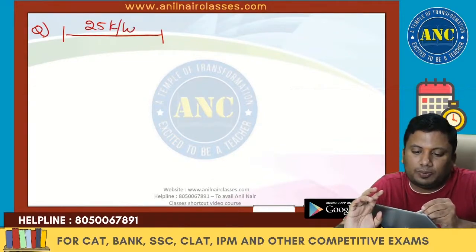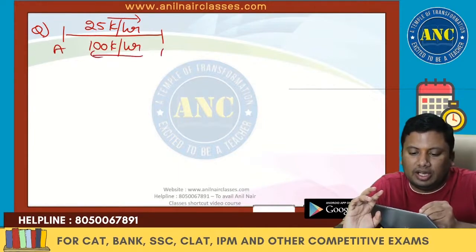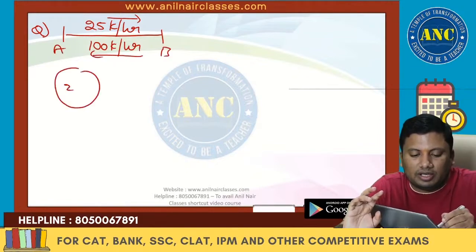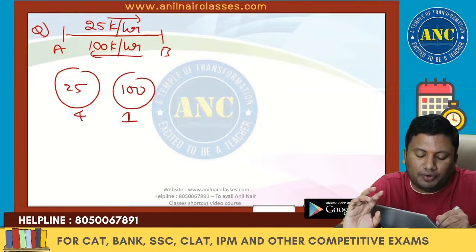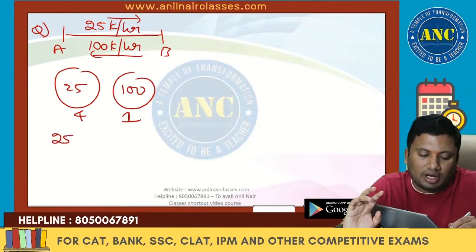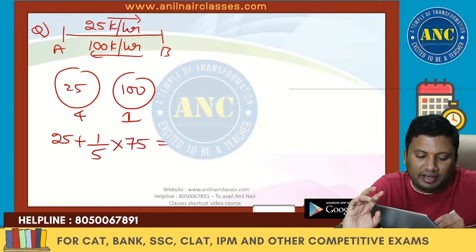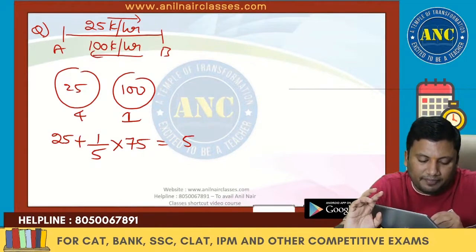25 kilometers per hour, A to B. 100 kilometers per hour, B to A. So while going 25, while coming 100, ratio is 1:4. Reverse is 4:1. 25 plus 1 by 5 into 75. Answer is nothing but 40. I hope the idea is clear.